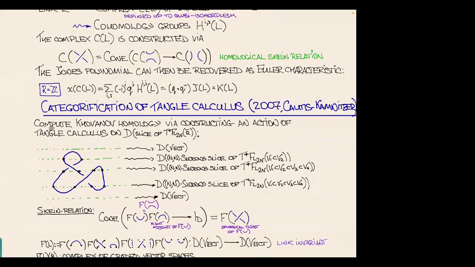So they came up with a way of computing Khovanov homology by constructing an action of tangle calculus on the derived category of a certain slice. Now, this will be a pretty fundamental object in this story. So this is a flag variety. This index here, 2n, means the dimension of the space we're taking flags in. Once we start with a link, we take n to be large enough to be bigger than the number of parallel strands you see from any perspective in your link. This means a certain partition of 2n, which corresponds to a partial flag in it. So we construct an action of tangle calculus on derived categories of certain slices of total spaces of cotangent bundles of partial flag varieties in this huge dimensional space.